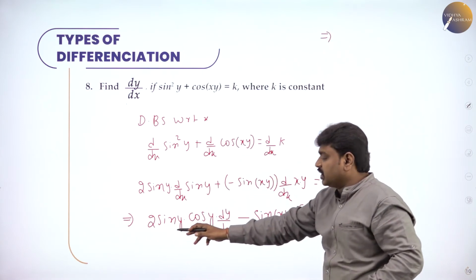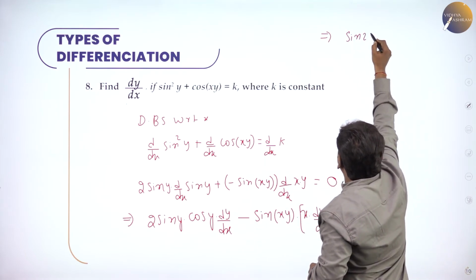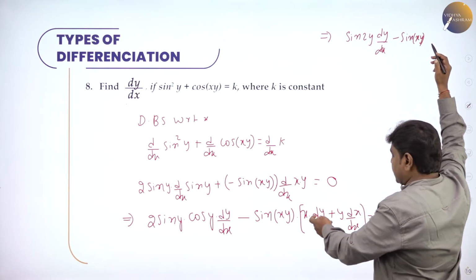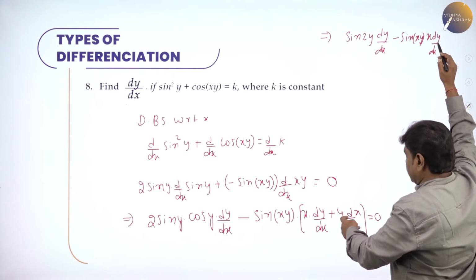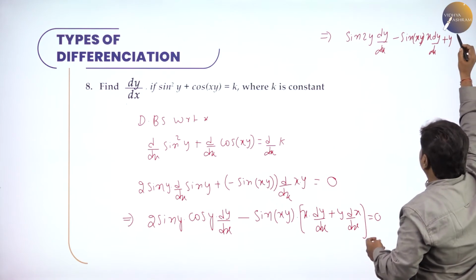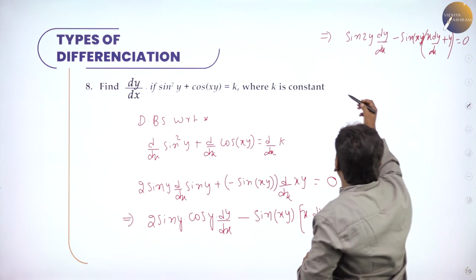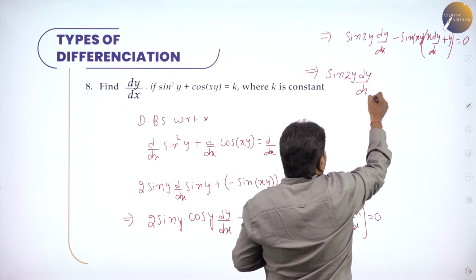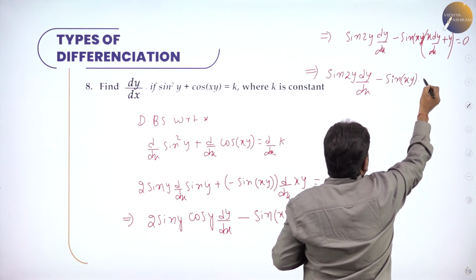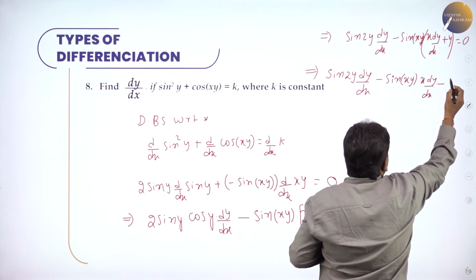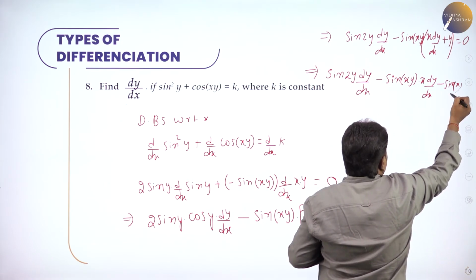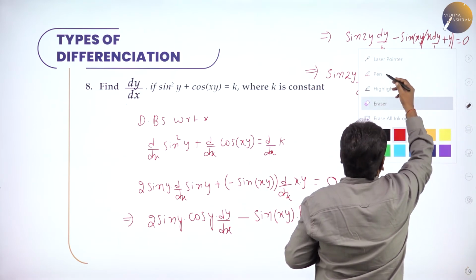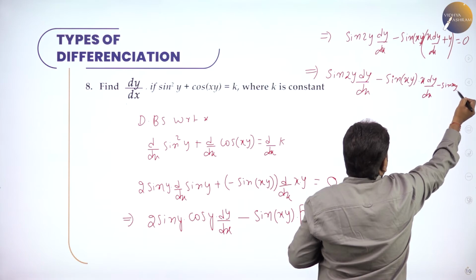So that implies 2 sin y cos y, and 2 sin y cos y can be written as sin 2y. So sin 2y into dy by dx, minus sin xy into x dy by dx plus y. The derivative of x, all of you know, d by dx of x is 1. This is a product, so we use brackets, and it is equal to 0. Now further simplify. Our task is to take dy by dx common. So sin 2y into dy by dx, minus sin of xy into x dy by dx, plus y into minus is minus y sin xy, is equal to 0.